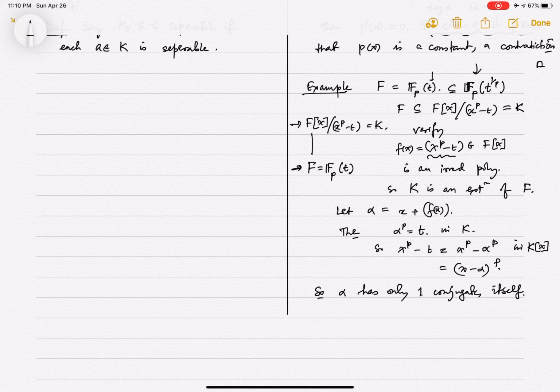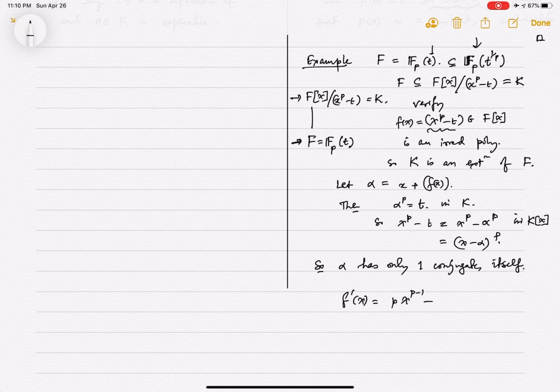And you can check the derivative of this thing is p x to the p minus 1. And I'm differentiating with respect to x, so t differentiates to 0. But this is just 0. But that does not mean that the polynomial is a constant. So that's where this argument fails, you see. In characteristic 0, the derivative 0 means that the polynomial is a constant, but not here. Okay, so this is a typical non-separable extension.